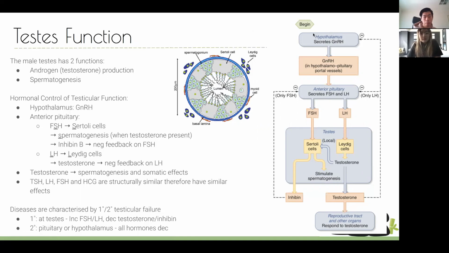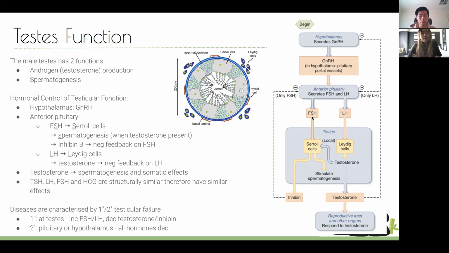So again, it's your hypothalamus secreting your GnRH, and then that goes to your anterior pituitary, which then secretes FSH and LH. And FSH and LH, kind of like in the ovaries, which do separate things to make estrogen, do separate things in the testes as well. So these are released into your blood via the anterior pituitary and reach your testes via the bloodstream.